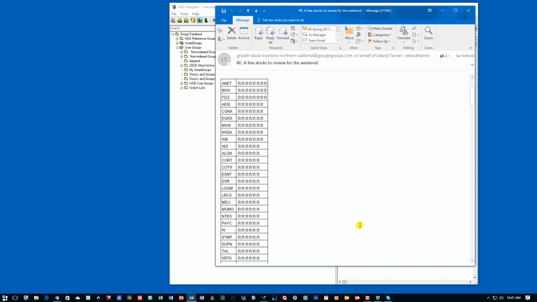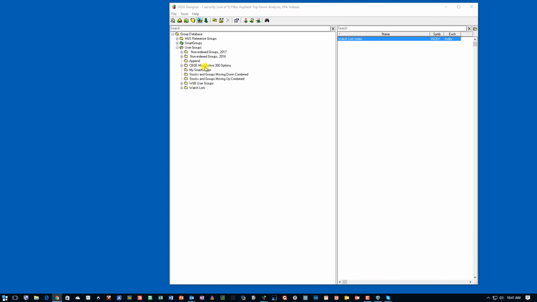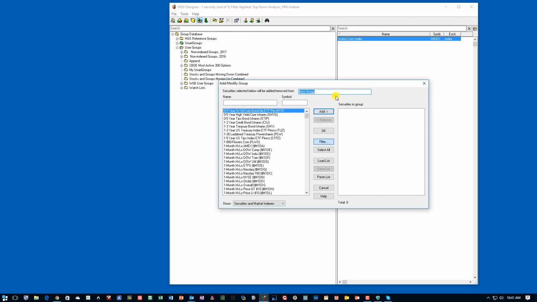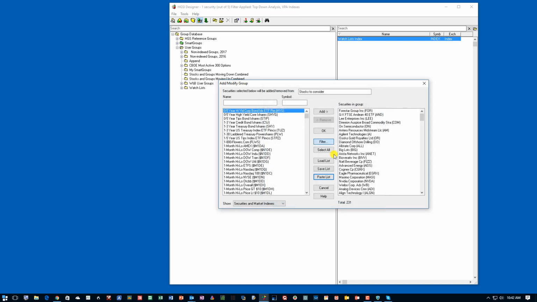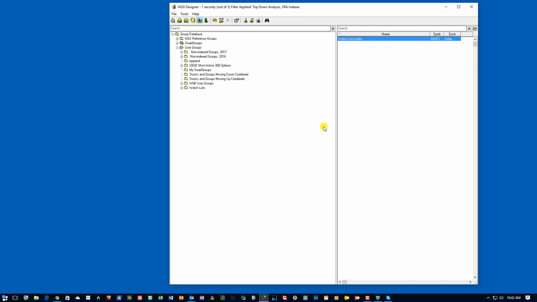What I'm going to do is show you how I would go about looking at this list of stocks in HGSI. First of all, I'm going to do Control A to copy this list of symbols. Control A for Control All, and then Control C for copy, and then I go into my user groups. I'm going to click on a folder to make a new user group, and I'll call this Stocks to Consider, and then I am going to paste the list. Every stock is automatically selected and it goes into the list.